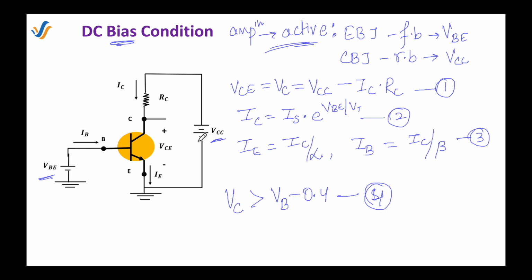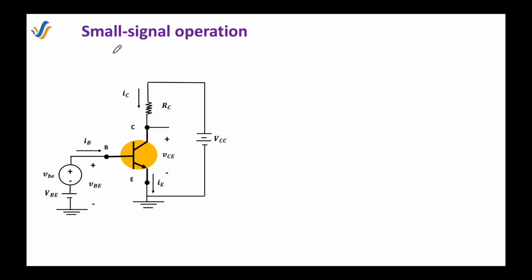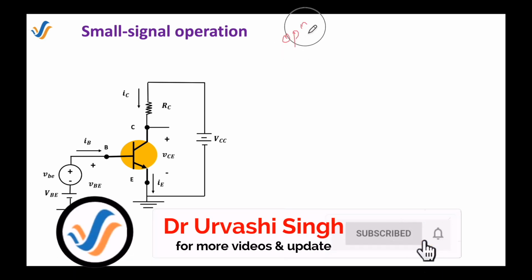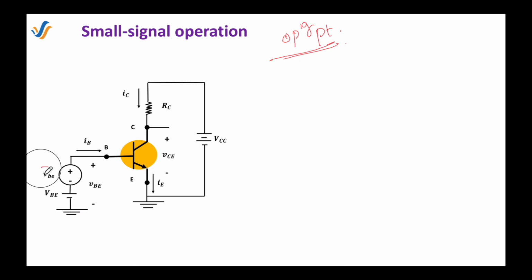Now let's see how we apply the small signal to the common emitter circuit. So for a small signal operation we have to do nothing extra. आपने DC बायस कंडीशन देख ली, DC बायस कंडीशन से ऑपरेटिंग पॉइंट मिल जाता है. Okay, in the next step if we want to do small signal operation, it is very simple, just superimpose a small signal at the input side of the common emitter circuit.